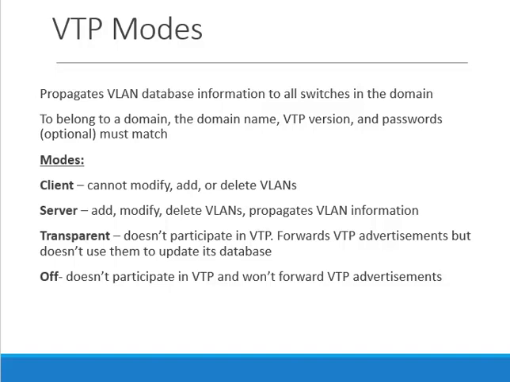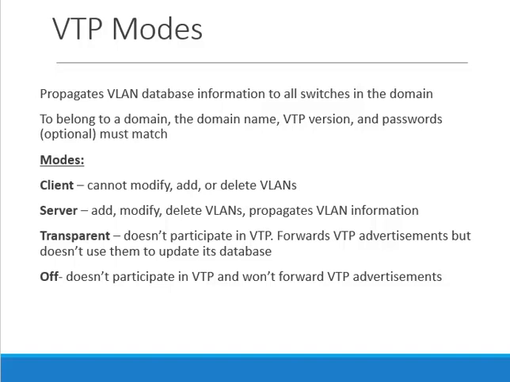And lastly, I forgot one thing. In transparent mode, if you use version 1 of VTP, the switches have to be in the same domain. So the transparent switch has to be in the same domain as the other switches that it's going to propagate out to in order for it to propagate. Otherwise, it won't forward that VTP information. Version 2 doesn't care. If the VTP advertisement comes in and it's not in the same domain, that's fine.